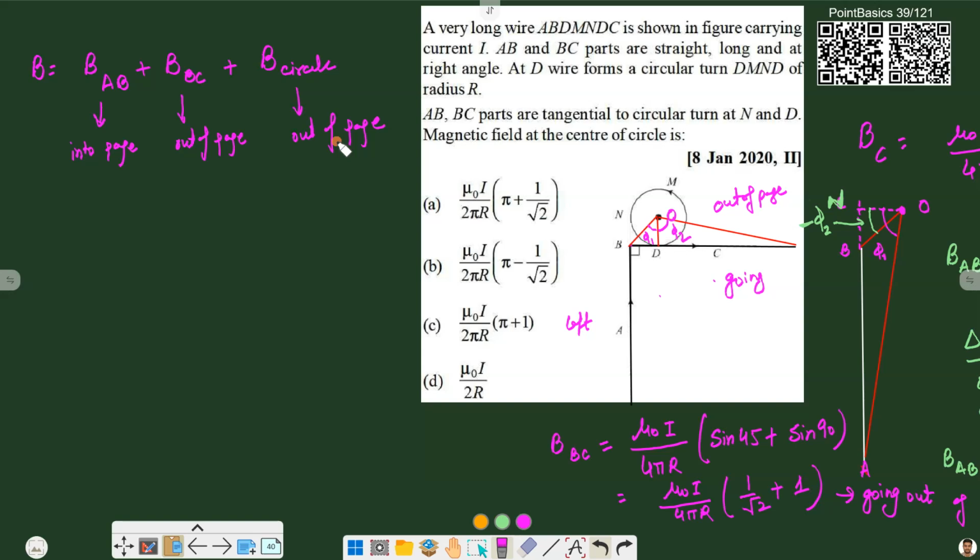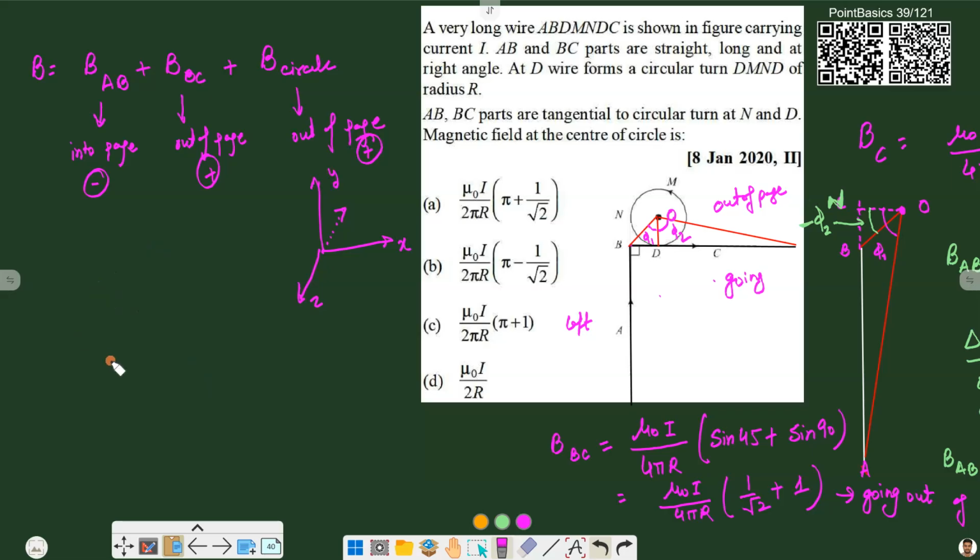Then it means, out of the page direction we normally consider the positive direction, because when we plot our axes we plot them like x, y and z, and out of the page we take as positive z axis, and into the page we take as negative z axis. So these two fields will be taken as positive, and this field will be taken as negative.